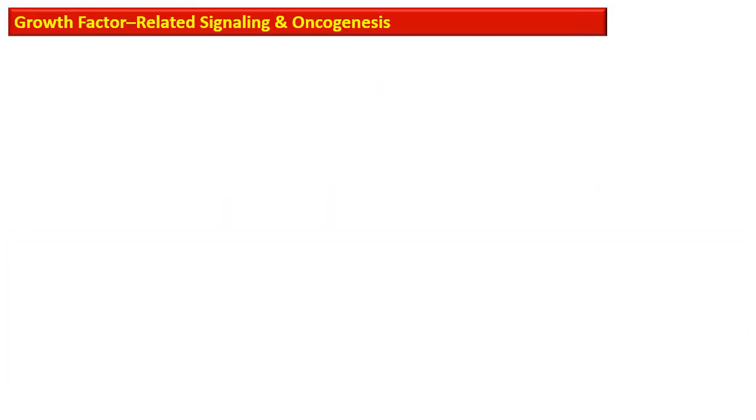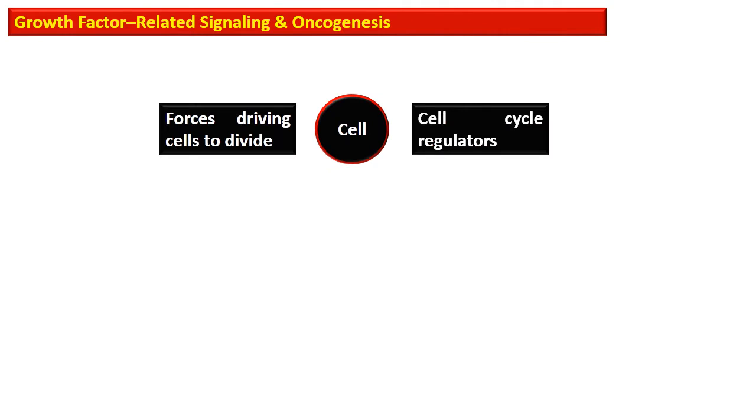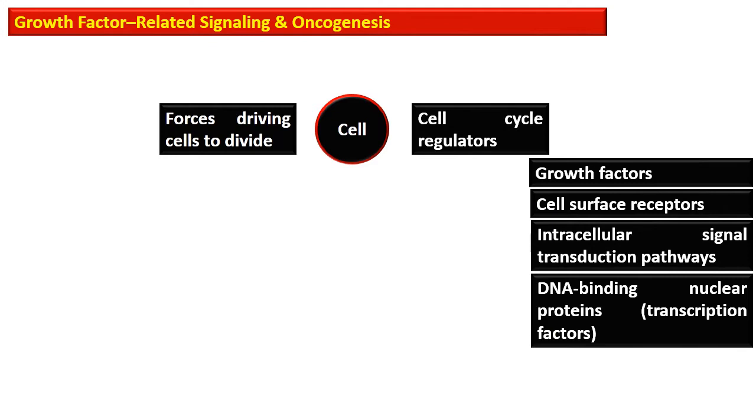Proliferation is under the control of two forces. One are the forces that drive the cell to divide, while the other forces control the cell cycle, and these regulators are the growth factors, cell surface receptors, intracellular signal transduction pathways, and DNA binding nuclear proteins that are transcription factors.